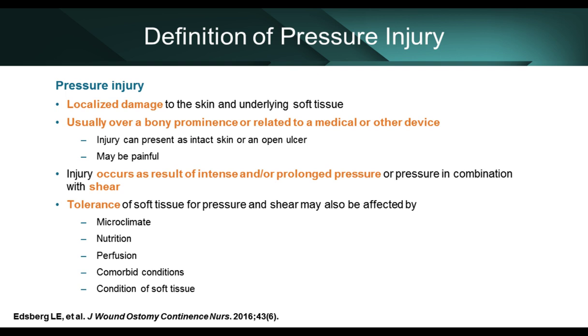So number one, is this a localized damage to the skin, meaning it has clearly defined margins? Number two, is it over a bony prominence or is it related to a medical or other device? Is the device present or is there a history of a device? And then it should usually mirror the shape of the device. And then number three, this injury occurs as a result of intense and/or prolonged pressure or pressure in combination with shear. If one of these three components is not present, then you really need to reevaluate if this injury is a pressure-related injury.